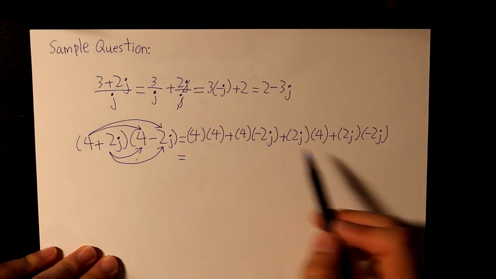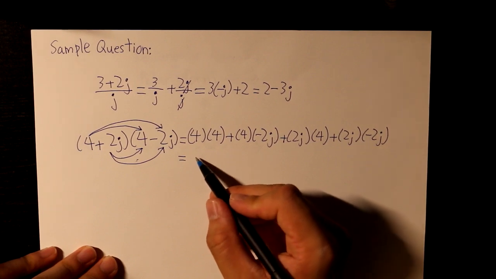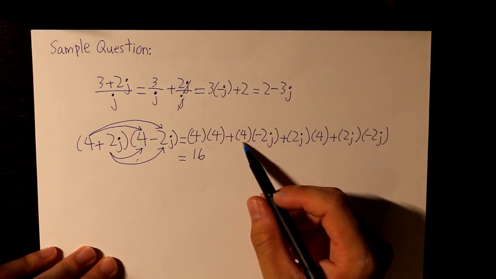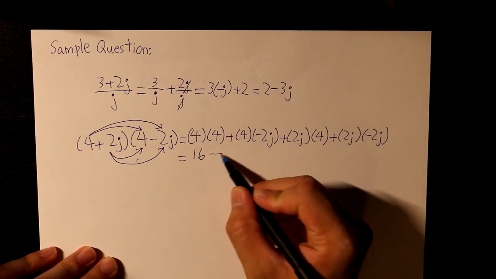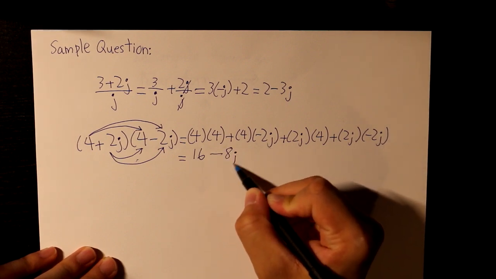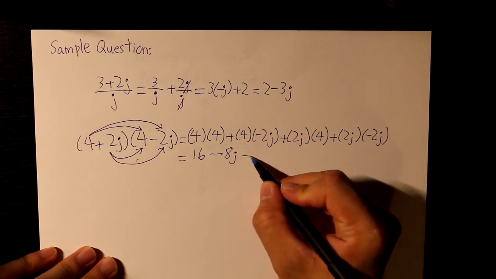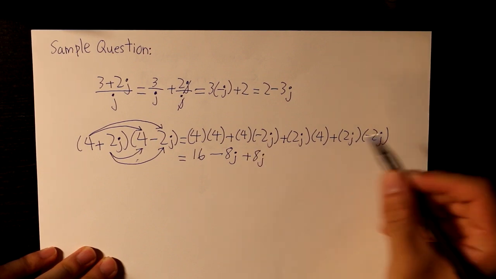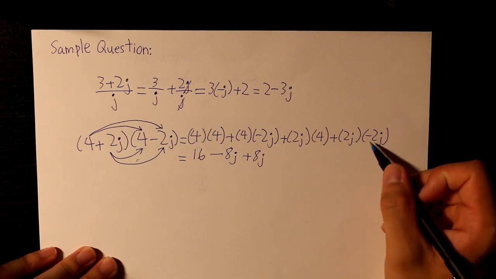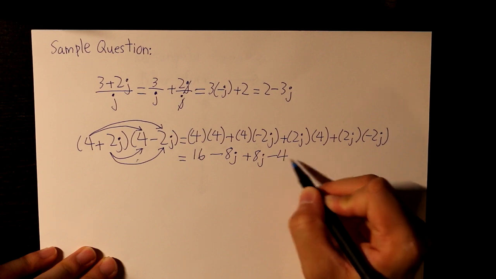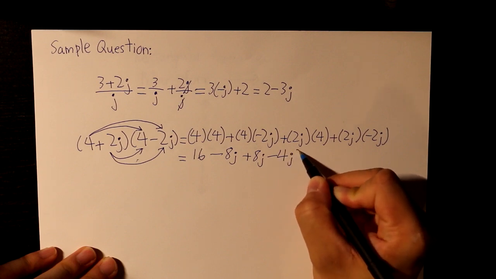Now let's get our answer for each single term. So what we get is 4 times 4, which is 16. 4 multiplied by negative 2j, we get negative 8j. Positive 2j multiplied by 4, we get positive 8j. And positive 2j multiplied by negative 2j, what we get is negative 4j squared.